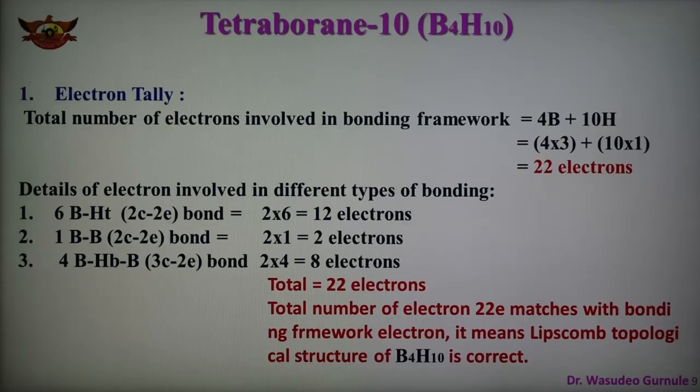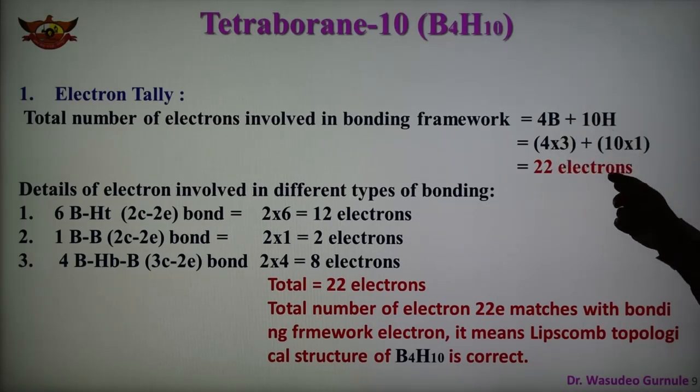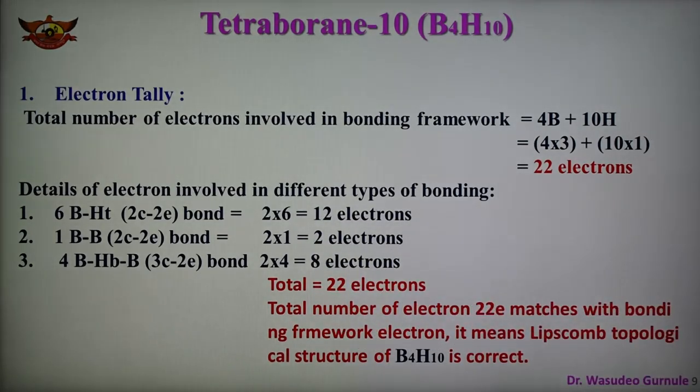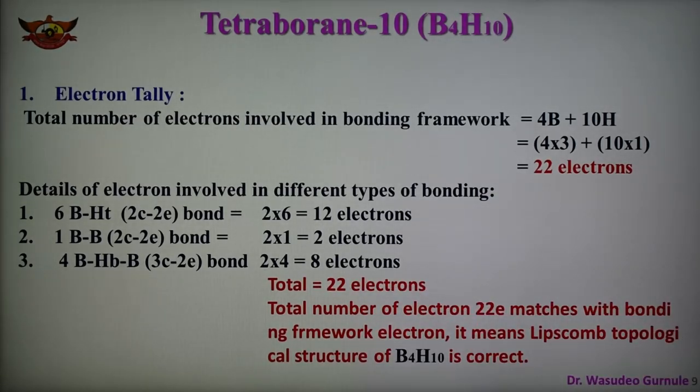In the case of tetraborane 10, we have seen the electron tally is 22. Already we have seen that 22 electrons are there, with different types of bonding, and on the basis of that we can calculate. The total number of electrons, 22, matches with the bonding framework electrons. Therefore we can say that the Lipscomb topological structure of B4H10 is correct.